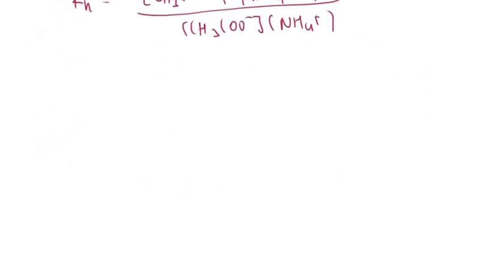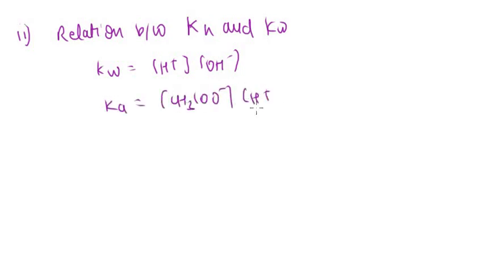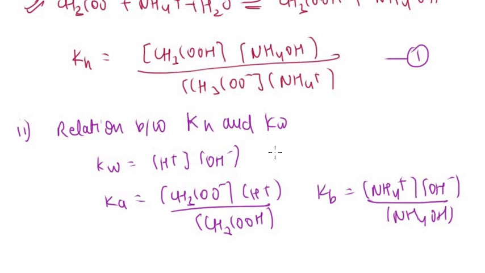Now the second step is the relation between Kh and Kw. Kw we know is H plus into OH negative, and Ka is CH3COO negative into H positive over CH3COOH, and we have the Kb. Kb is NH4 plus and OH negative over NH4OH. Now term this equation 1, this equation 2, this equation 3, and this equation 4.